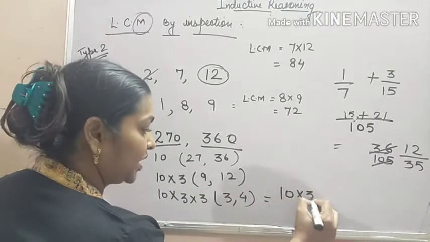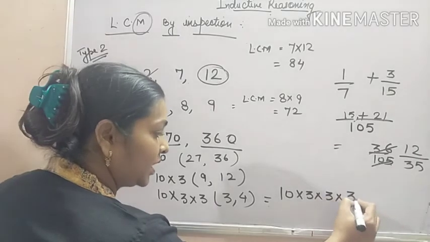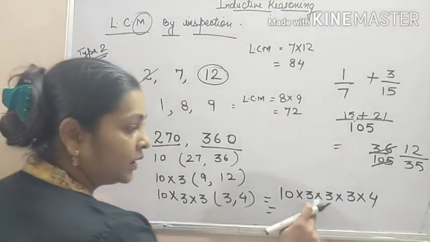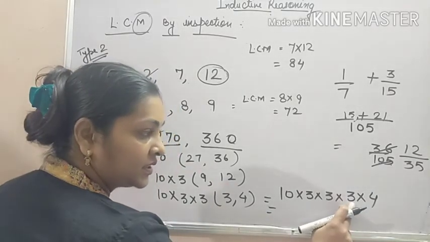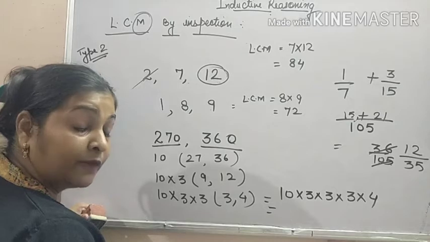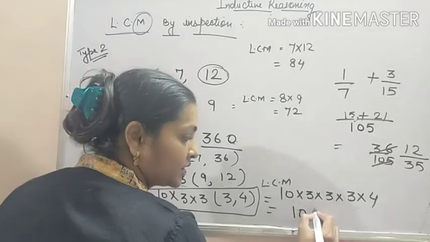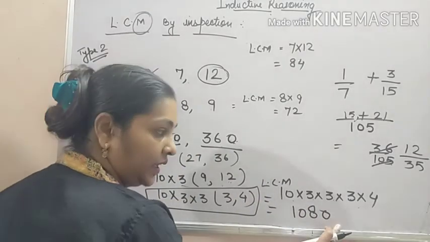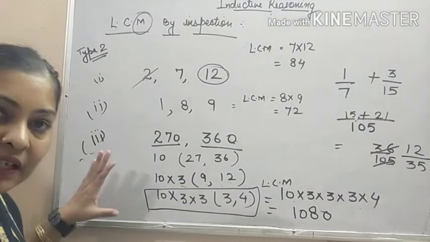10 into 3 into 3 into 3 into 4. This is the product. Find out: 3 threes are 9, 9 threes are 27 and 27 fours are 1080. So the LCM will be 1080. So you can find the LCM in this way.